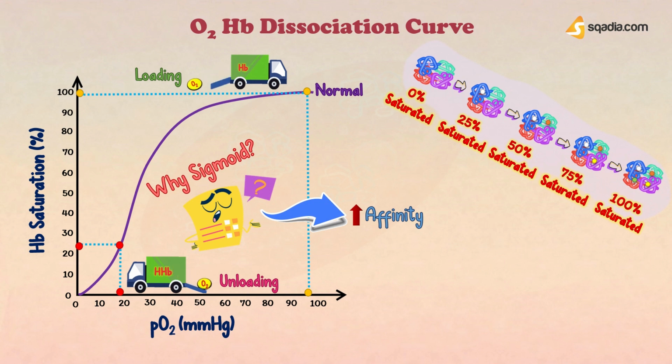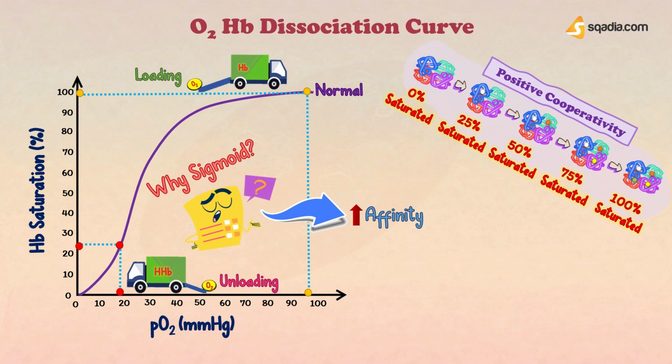We have already discussed that the binding of the first oxygen molecule increases the affinity for the second oxygen molecule, and so forth, so that the affinity for the fourth oxygen molecule is the highest. This is called positive cooperativity. So, it is the change in affinity that is responsible for the loading of oxygen in the lungs.